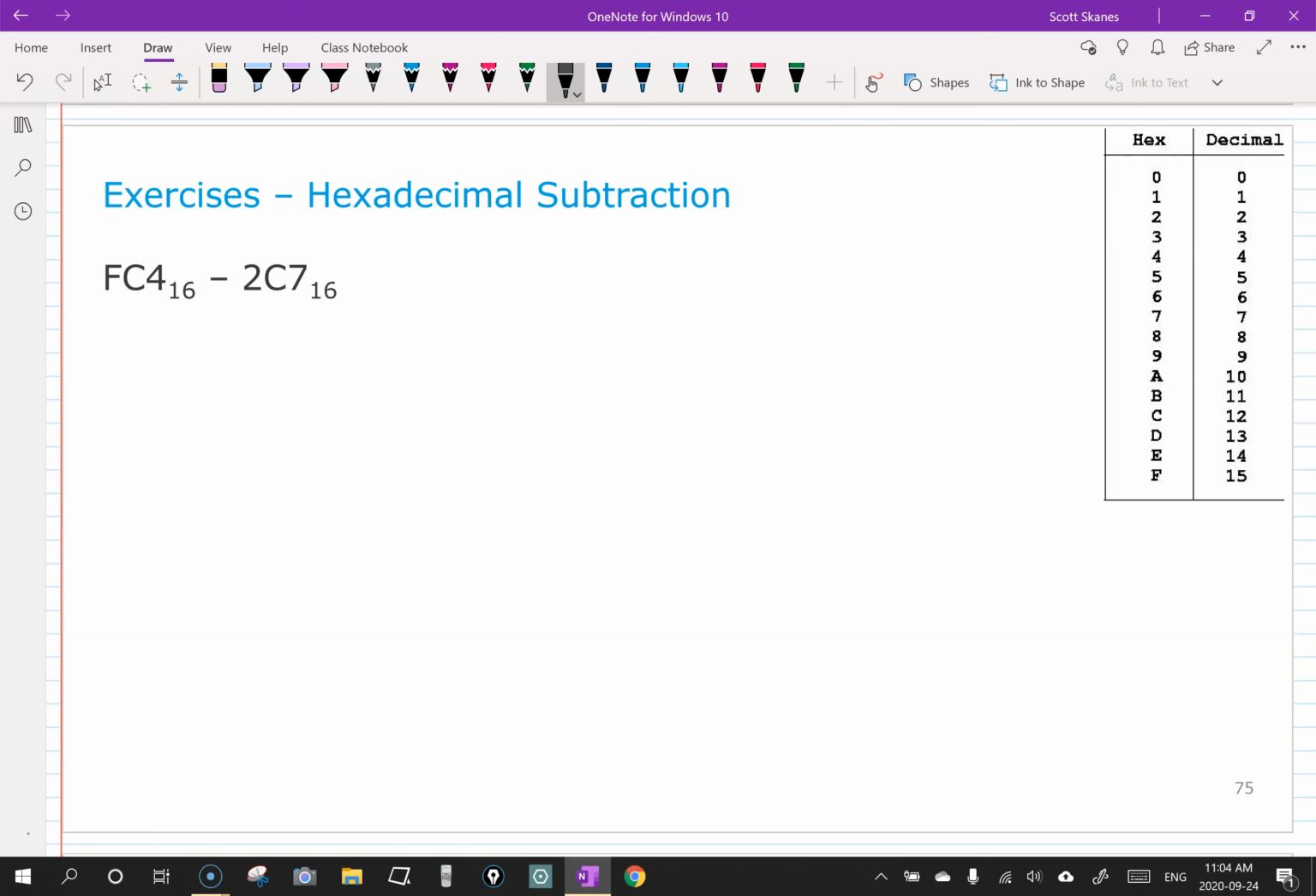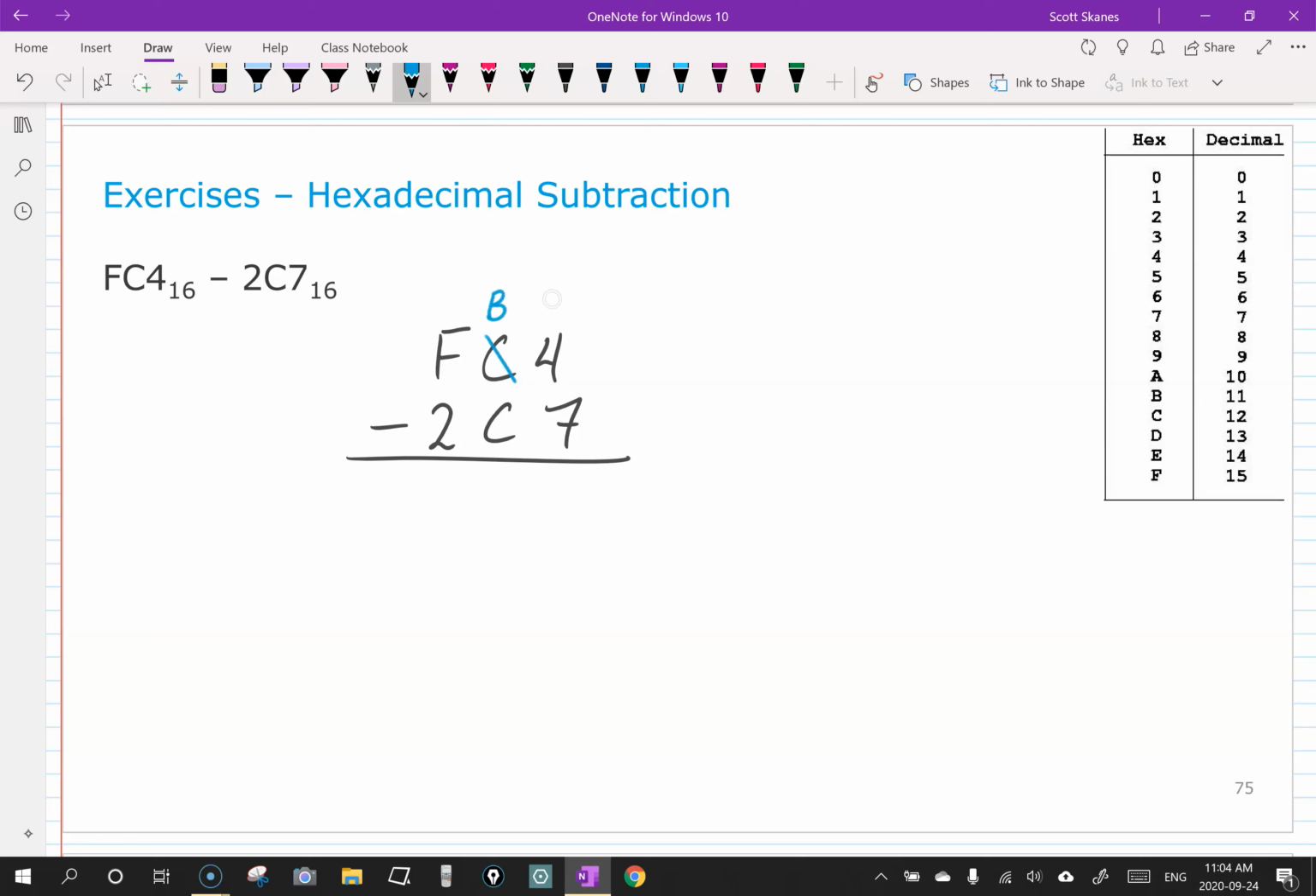So this example is FC4 minus 2C7. And once again, we're seeing that we're going to have kind of a negative situation. 4 minus 7 can't be done. So right away, we're going to need to be borrowing. So let's do the borrow. 4 minus 7, borrow from the next column. It reduces by 1, gives us B. Why is it B? Well, because the letter before C is B. Or it's the equivalent of saying 12 minus 1 is 11. Well, C minus 1 is B.